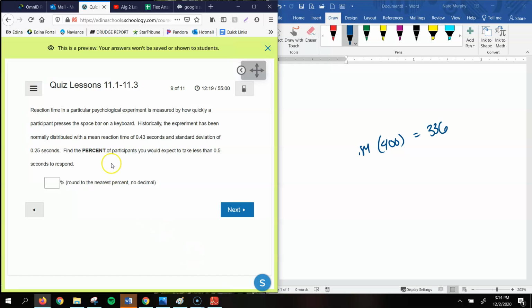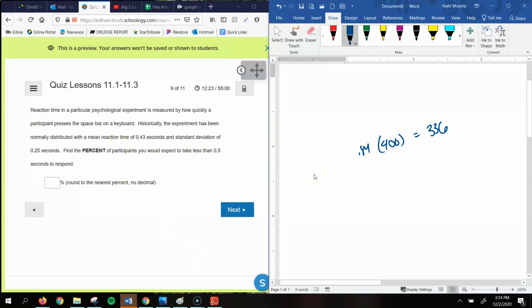All right, let's go to number 9. It says a reaction time in a particular psychological experiment is measured by how quickly a participant presses a spacebar on a keyboard. Historically, the experiment has been normally distributed with a mean reaction time of 0.43 seconds and a standard deviation of 0.25 seconds. We want to find the percent of participants who you'd expect to take less than 0.5 seconds to respond.